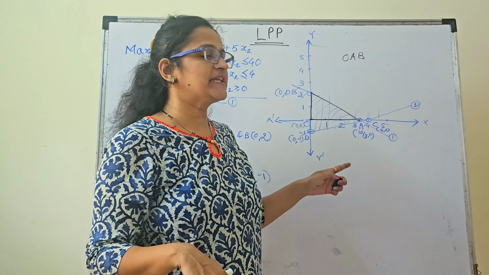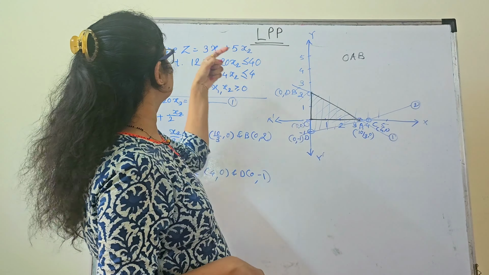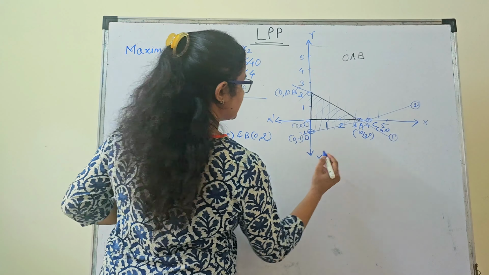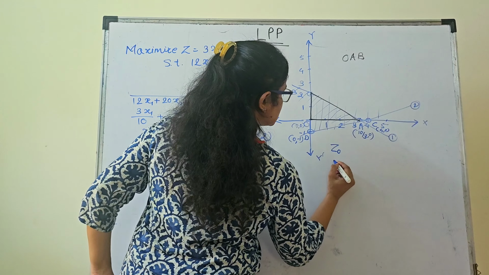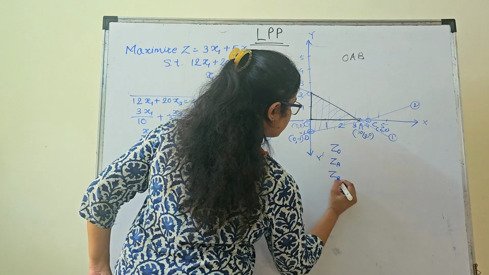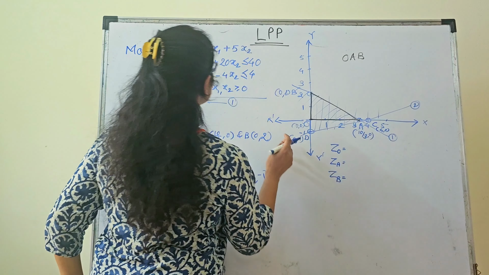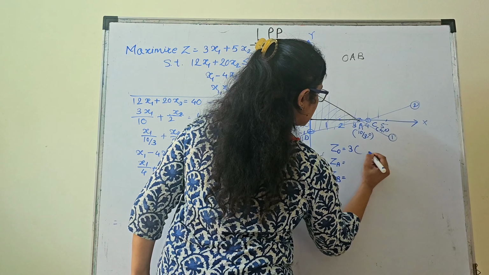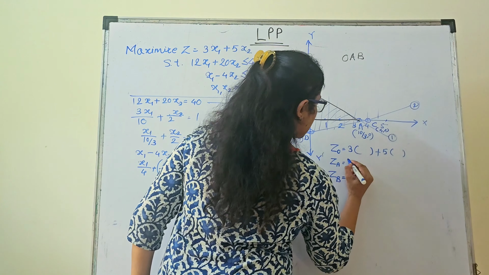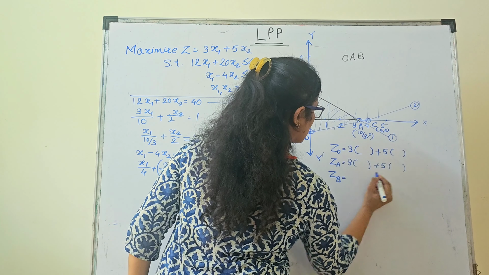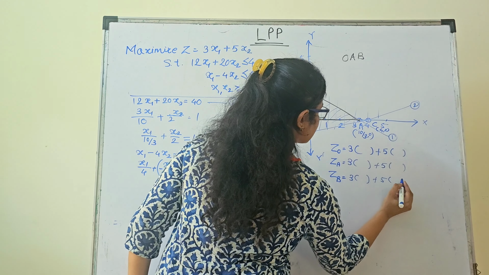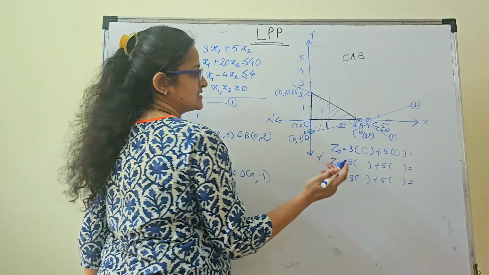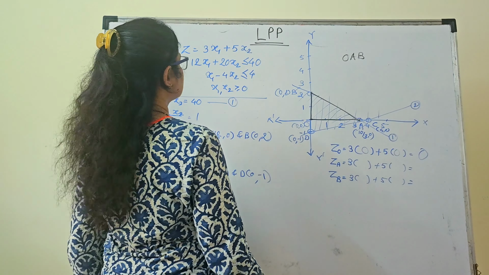So the next part is what? Directly put these values one by one in your objective function. So let's do that part. Basically you have to find out what? ZO, ZA and ZB. So what is the objective function? 3x1 plus 5x2. So 3 with this x1 plus 5 with this x2. Everywhere it is going to be this way, correct, for all the 3. Then you just have to put the coordinates. So for O it is what? 0, 0, origin. So this is going to be 0, correct?